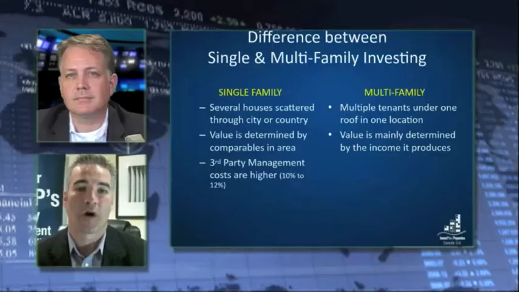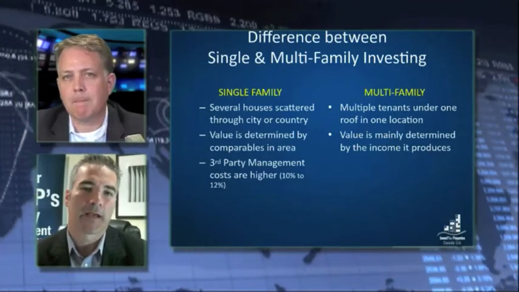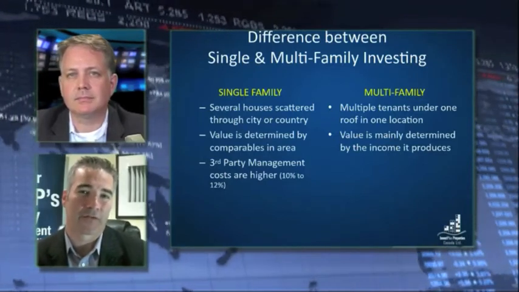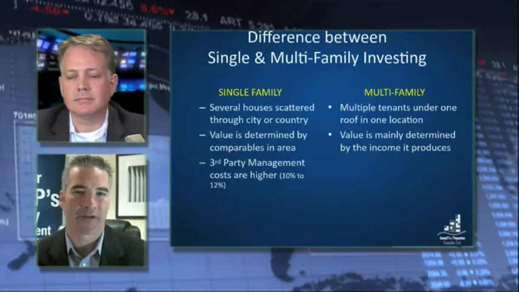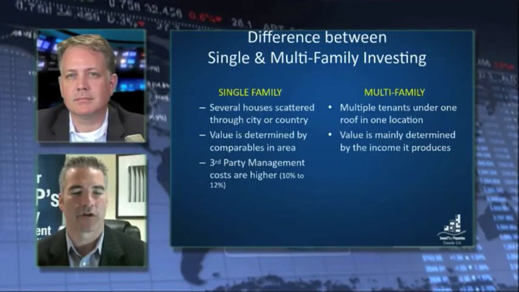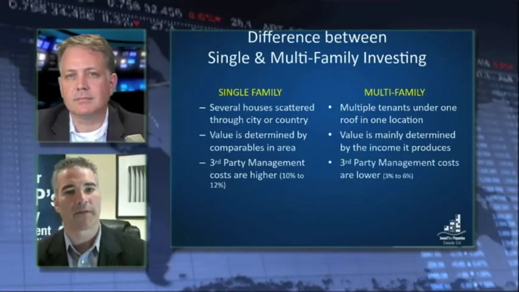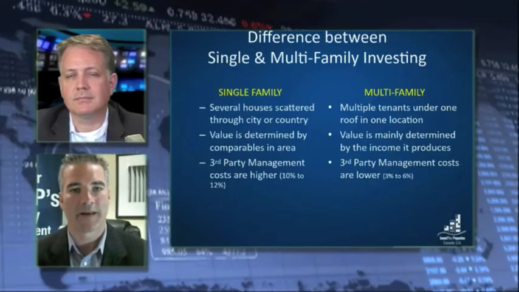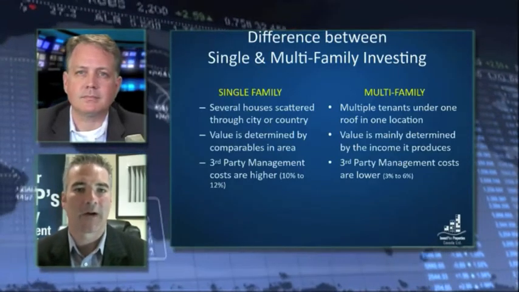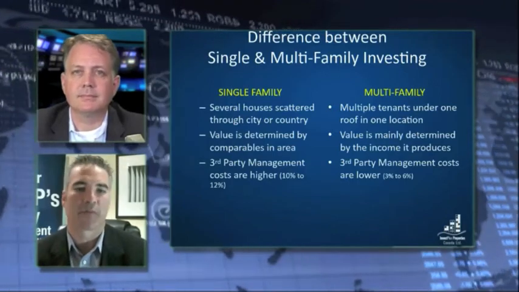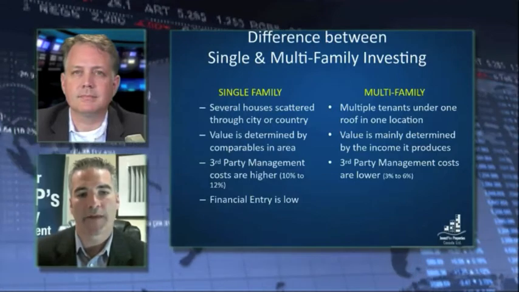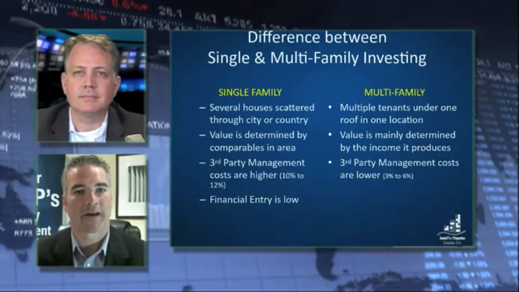In single-family homes, third-party management costs are a little bit higher, 10 to 12%, in some cases even as high as 15%. Generally that's because the income a property manager gets from managing that property is significantly lower, so the margins are very, very tight. But in multifamily, because there are more tenants and you have more income, the cost to manage is reduced significantly, to between 3 and 6%.